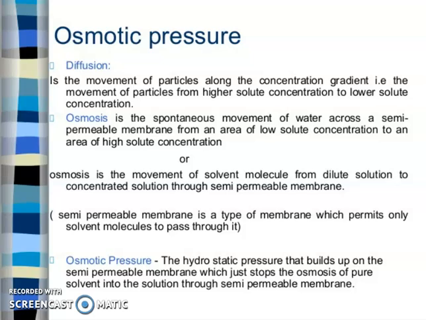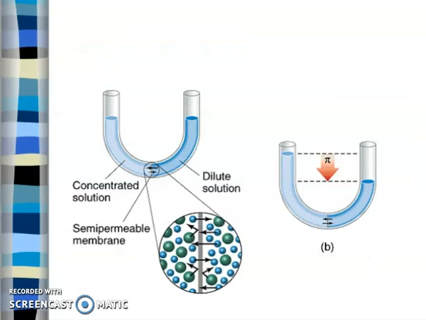The hydrostatic pressure that builds up on the semipermeable membrane stops the osmosis of pure solvent into the solution through the semipermeable membrane. So you can see the concentrated solution, the dilute solution, and the semipermeable membrane.